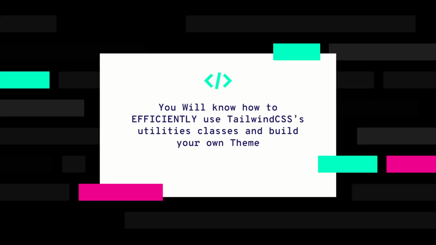Okay, so by the end of this course, you'll be very comfortable and efficient using Tailwind CSS utility classes, and you'll be able to easily build your own theme and integrate it with your own application. So let's get started and jump into our course.